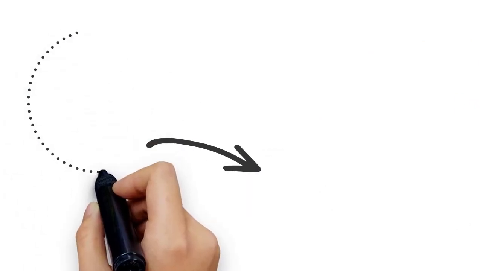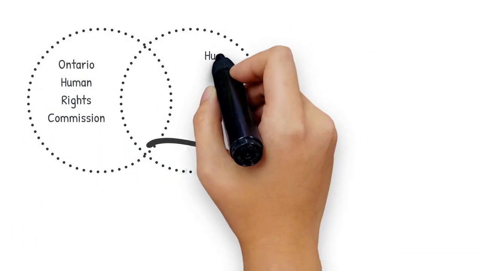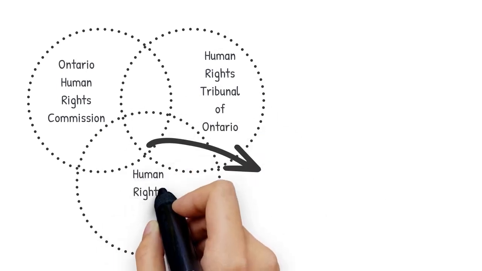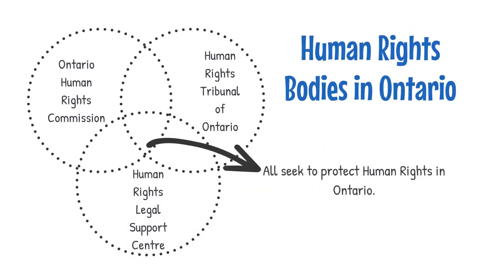There are 3 main bodies that implement and interact with human rights in the province: the Ontario Human Rights Commission, the Human Rights Tribunal of Ontario, and the Human Rights Legal Support Centre. Each serves a different function in the human rights system, but all seek to protect human rights in Ontario.